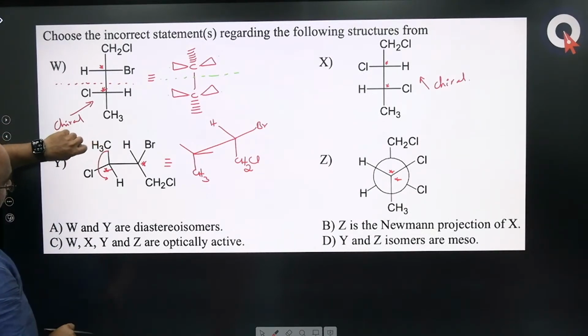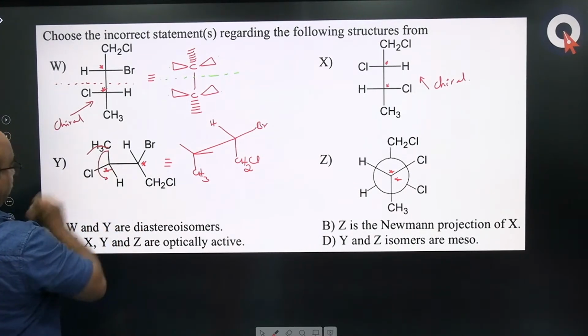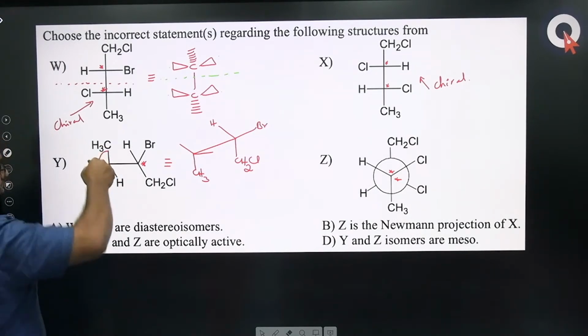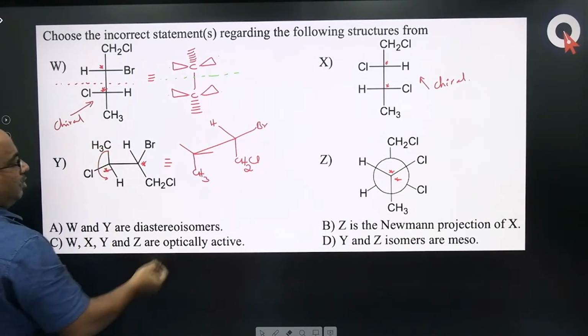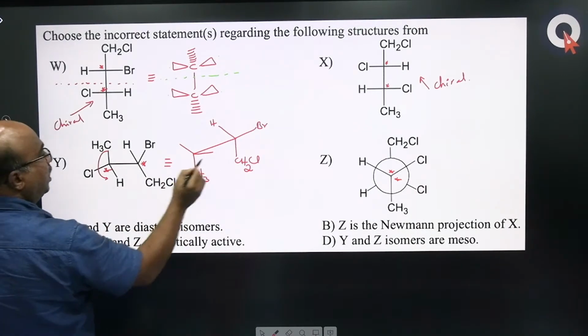Then what is the orientation of the groups? CH3, Cl and H. So CH3, Cl and H, they are in anti-clockwise direction. CH3, Cl and H.